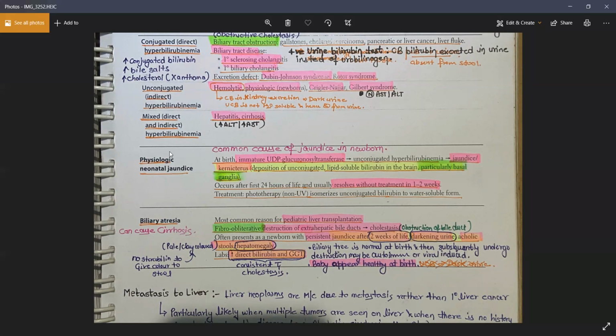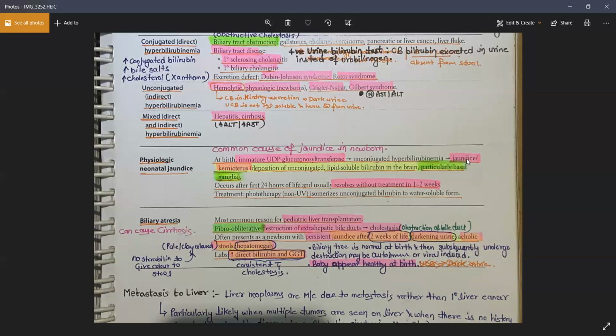Then comes a scenario which is known as the physiological neonatal jaundice. Okay, very important. It is basically just a defect, which we discussed under the unconjugated or the indirect hyperbilirubinemia. We've discussed a physiologic cause, right? It is a physiologic neonatal jaundice in which you have an immature UDP glucuronosyl transferase enzyme. As a result, the unconjugated bilirubin cannot be converted into the conjugated bilirubin. As a result, you will have a high level of unconjugated bilirubin in the newborns, right?